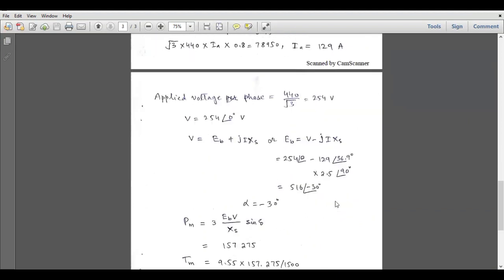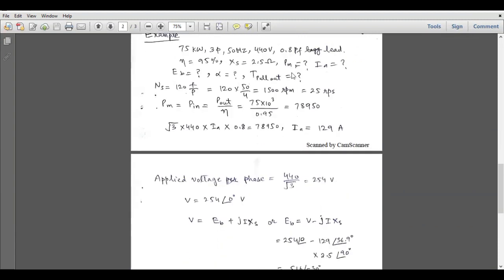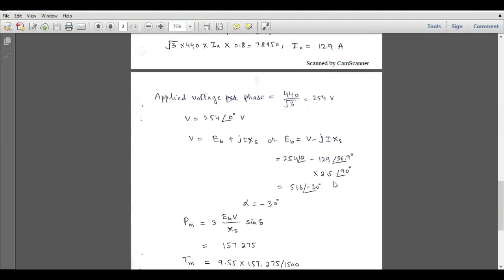So we will have a positive sign over here, and then this is the stator reactance, and it is equal to 2.5 ohms with an angle of 90 degrees. Since we have j over here, the effect of this j can be applied in this angle. So this j corresponds to this 90-degree angle in the argument of this reactance value. So when we solve this phasor, we will end up with 516 with an angle of minus 30 degrees, and this is the value of the back EMF.